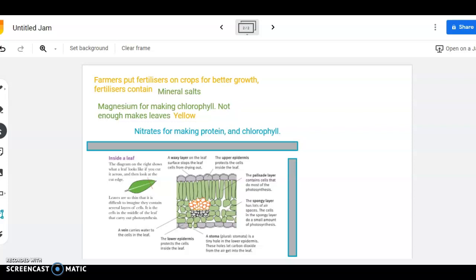The problem is when too many of these fertilizers run off of the fields and into the rivers, they can cause algae blooms, which suck the air out of the lakes, causing the local plants and fish to die.